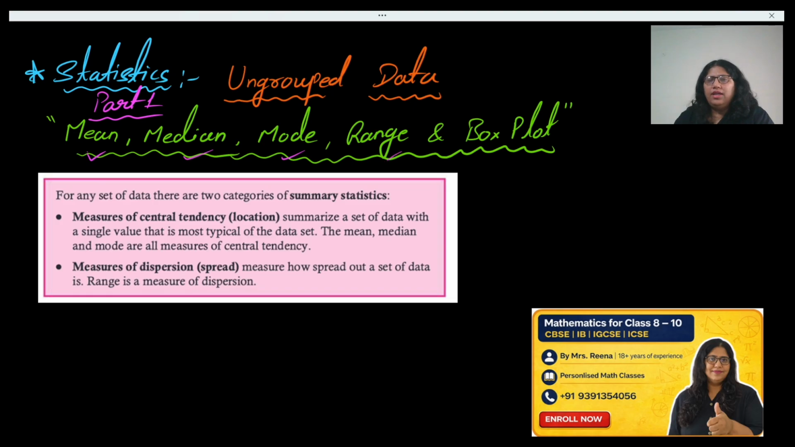Then we'll see how the range works. Then we will see the box plot. Then we will see the stem and leaf plot also, and we'll see how we use these graphs to calculate these central tendencies.